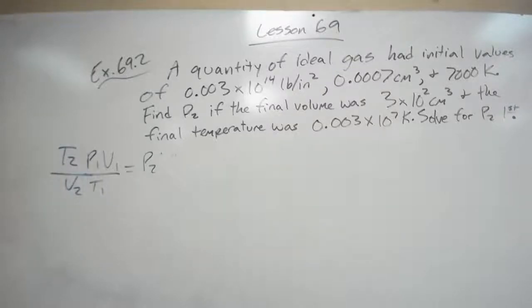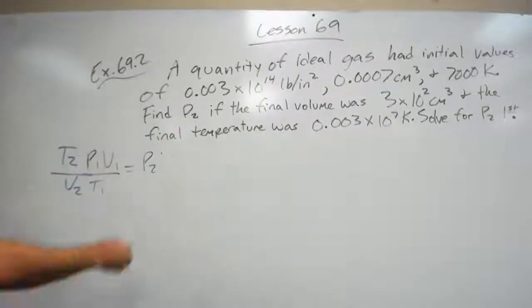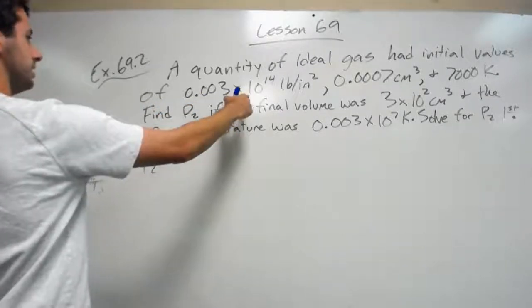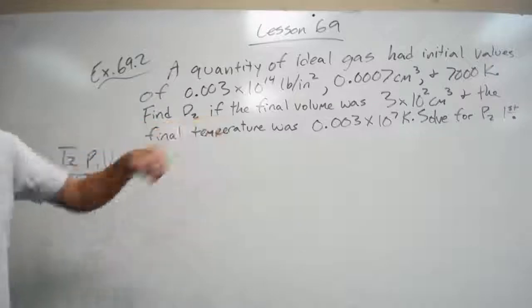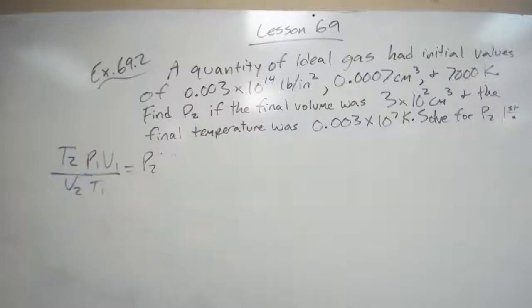Now let's look to plug in what we know. It says a quantity of an ideal gas had initial values of 0.003 times 10 to the 14 pounds per inches squared, 0.007 centimeters cubed, and 7,000 Kelvin. Find P2 if the final volume was 3 times 10 squared centimeters cubed, and the final temperature was that.